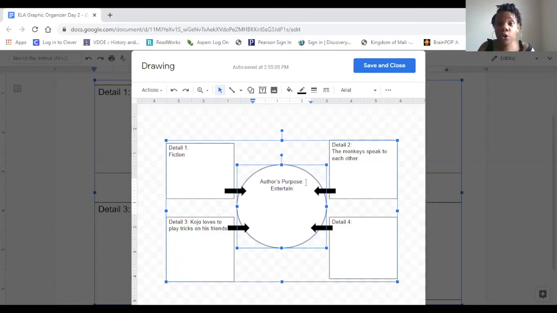So if you would like, you can pause the video right here and fill out your graphic organizer, or use your own sheet of paper and copy this graphic organizer. Once you've done that, continue the video and we'll continue our lesson.